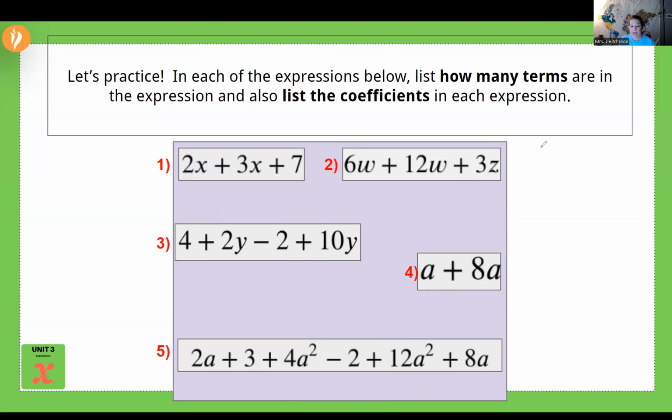Let's list them. We have 2a is like 8a. You agree? This and this, those are like terms. What about 3? We have a constant of 3. Is there another constant? Yeah, minus 2. Minus 2. Those are like terms. All constants are like terms. And then finally, we have 4a squared is like 12a squared. Okay, we have 3 pairs of like terms. So, like I said, we'll talk more about like terms next week, but some of you are already ahead of things, right?